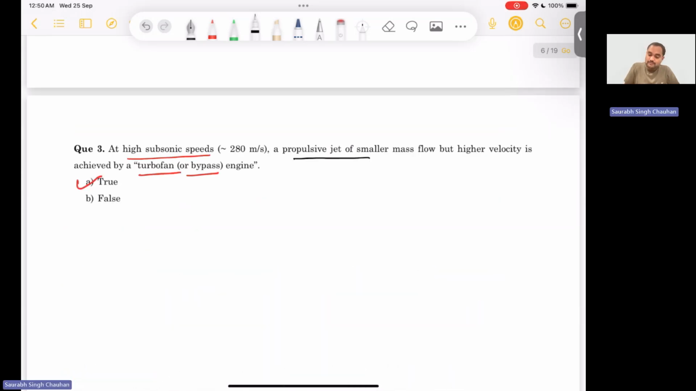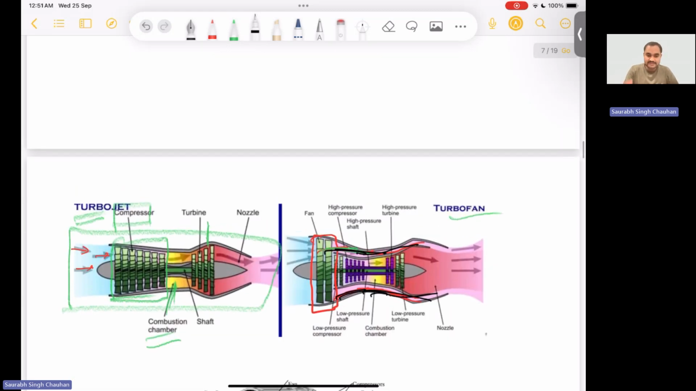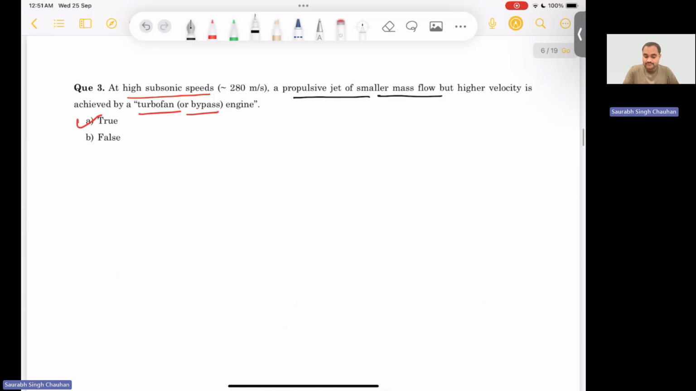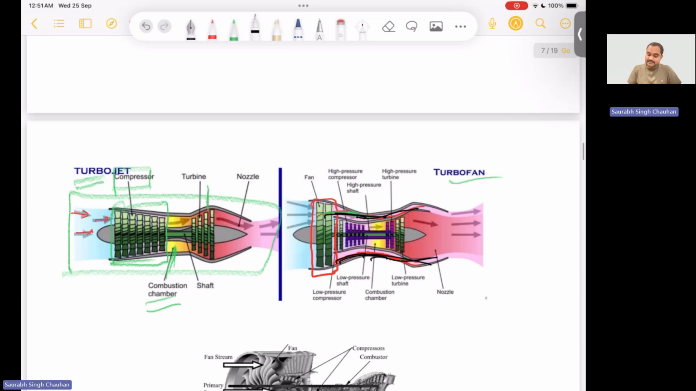So a propulsive jet of smaller flow. We are sending a small amount; most of the air is going through the inner core into the combustion chamber, but some part of that air goes through the duct. So that duct provides high exit velocity at the end. So here you have very high velocities.